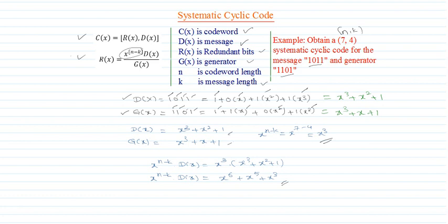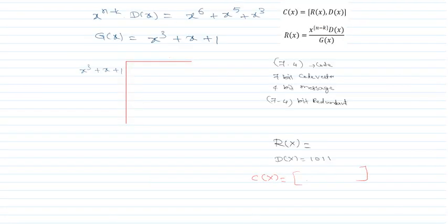The next thing is we have to find R(x) by dividing x^(n-k) D(x) by G(x). Let us see how we can do that. Here x^(n-k) times D(x) is given as x^6 + x^5 + x^3, so I'll write that here, and the G(x) I have written here. Now let us start the division. Remember we are doing modulo 2 arithmetic. So when we add numbers, if the result is 2, then we make it 0. That is modulo arithmetic.